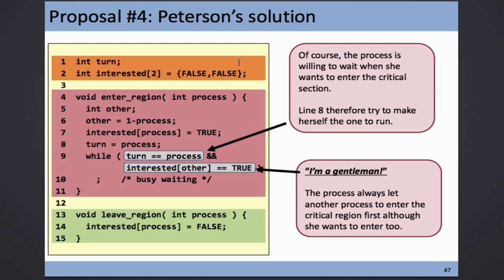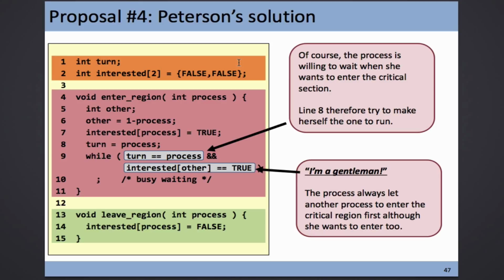And I will also calculate your opponent. Okay? Who is your opponent? It is 1 minus the process ID. So that means if you are 0, then your opponent is 1. If you are 1, your opponent is 0. Okay? Now, how do we go on?